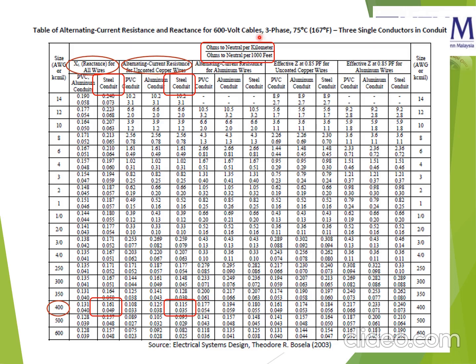So we see in the legend given, the upper one is per kilometer, and the lower one is per 1000 feet. So we have to choose the lower one for feet length. So for the X value, the value that we have to choose is 0.049, and for R is 0.035. That value is in 1000 feet.